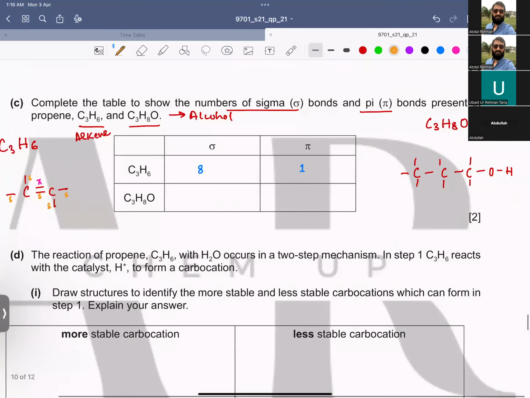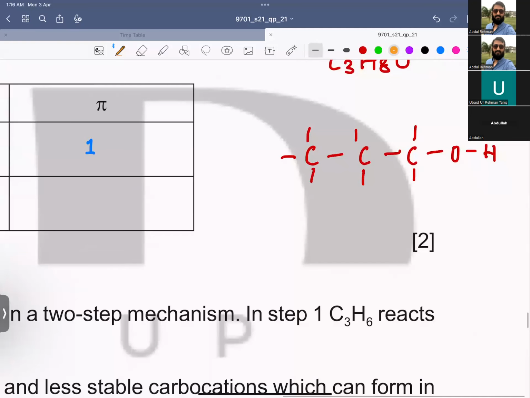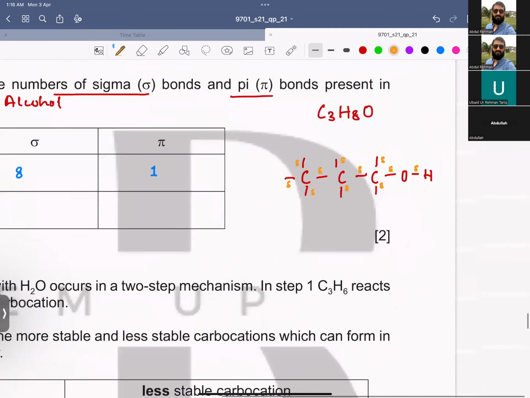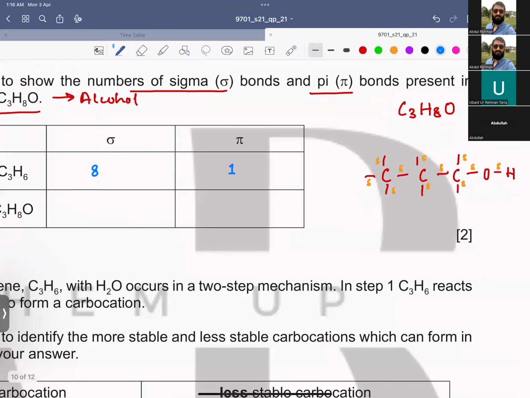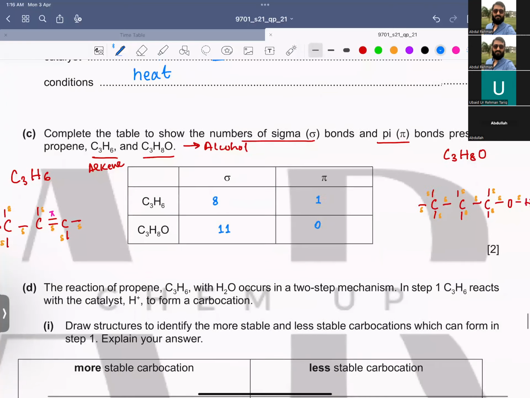Now, if you look at alcohol, all bonds are sigma bonds. There is no double or triple bond over here, so it means there must be no pi bond. So if you count the number of bonds, this count is 11. So 11 sigma bonds and 0 pi bond. Is this clear to everyone?